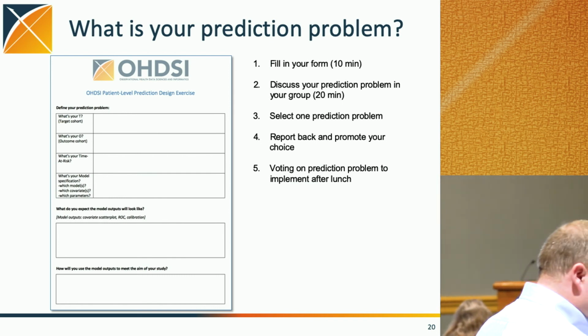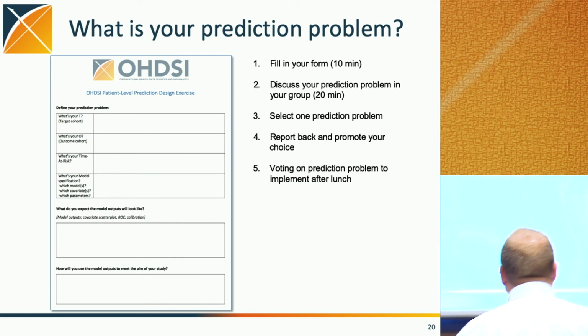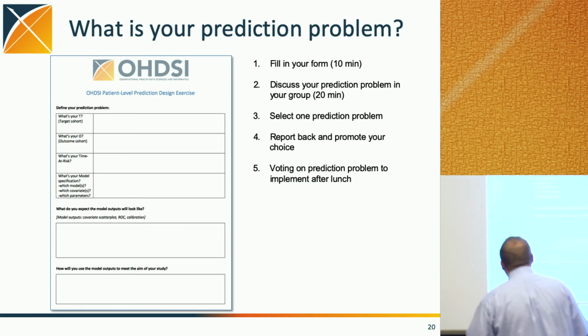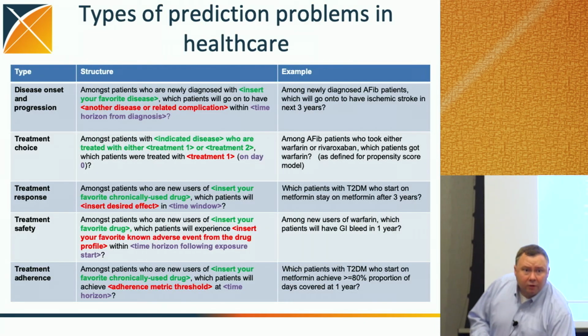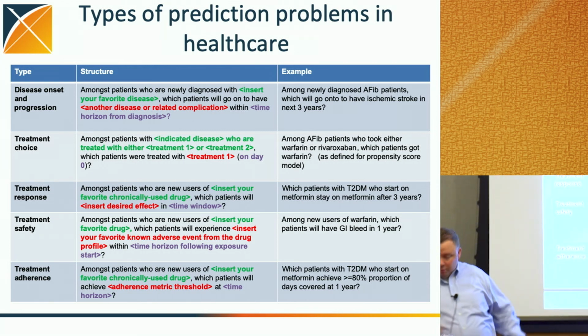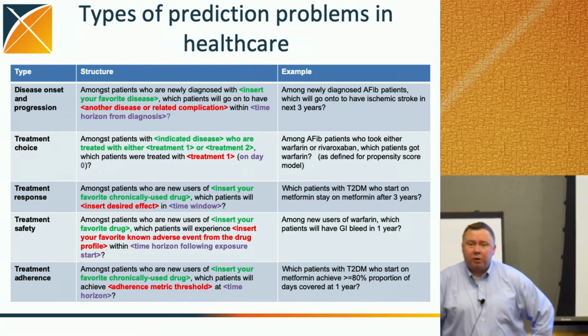And what we're going to have you do is I want you to take 5 minutes now to come up with your own question. Don't worry about model specification. I just want you to come up with a clinically important question. What's your target cohort? What's your outcome? And what's your time at risk? So take 5 minutes right now and come up with your own clinical question.